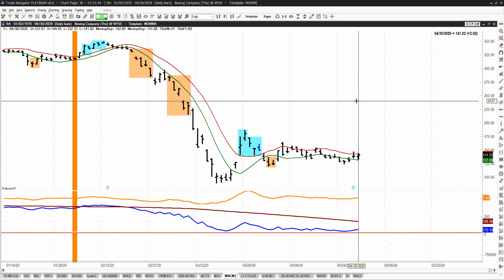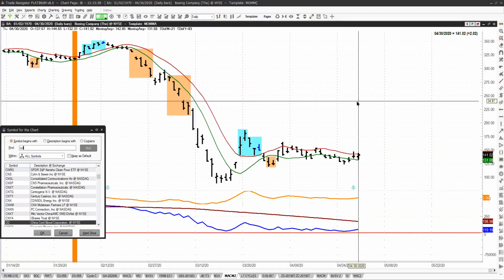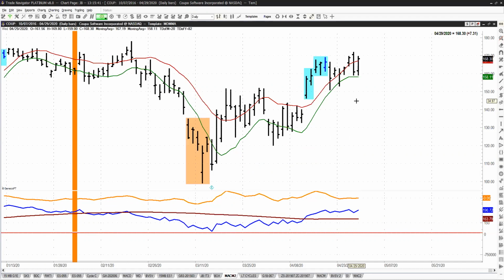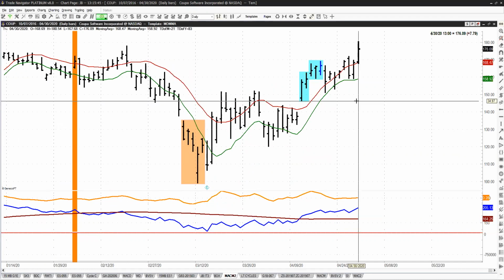That might be worthwhile. All right, what's COUP? C-O-U-P. Software, right? I believe so, yeah. Coupa software. And again, a very consistent chart, giving us a buy trigger. Yes. Oh, Siri's talking to me. Just a second, please. Siri, shut up. Giving us a buy trigger.